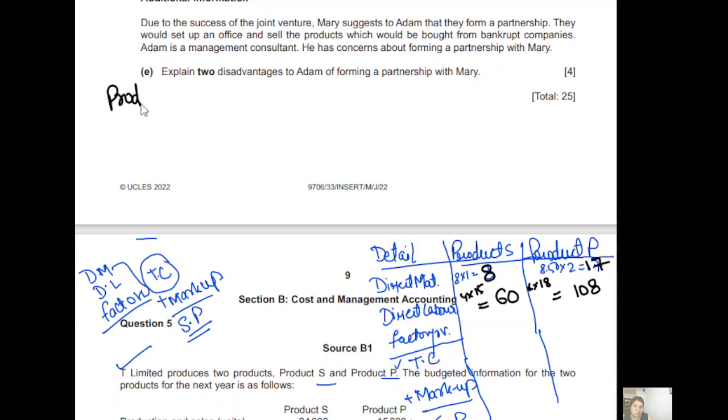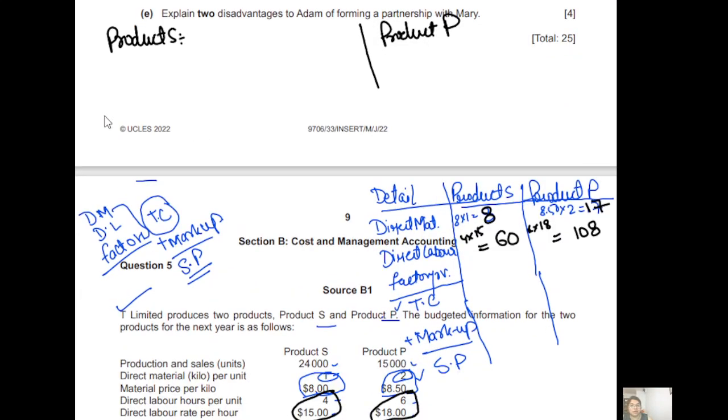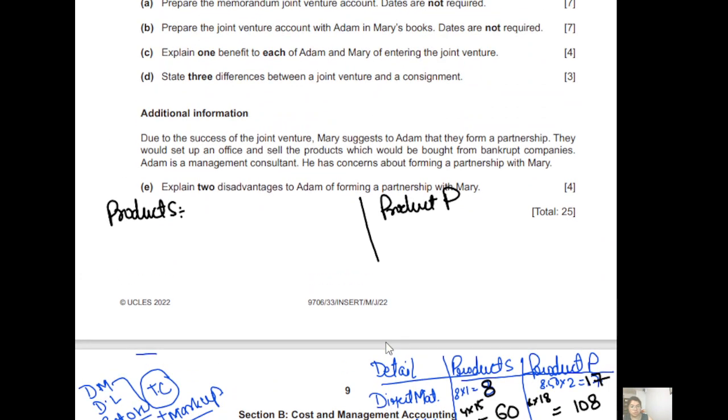Okay, so we have product S, and another product named P. For product S, my budgeted production is 24,000, and for product P it is 15,000.